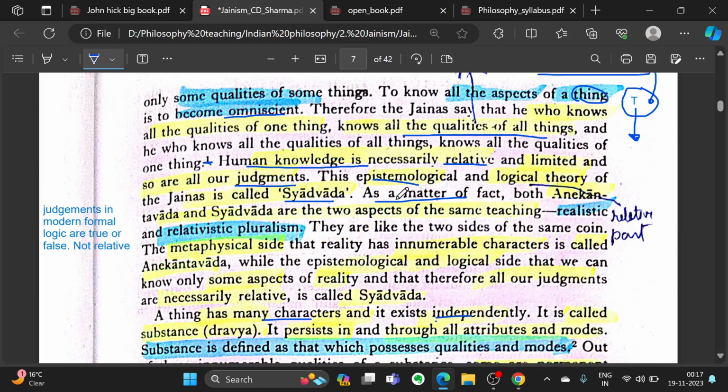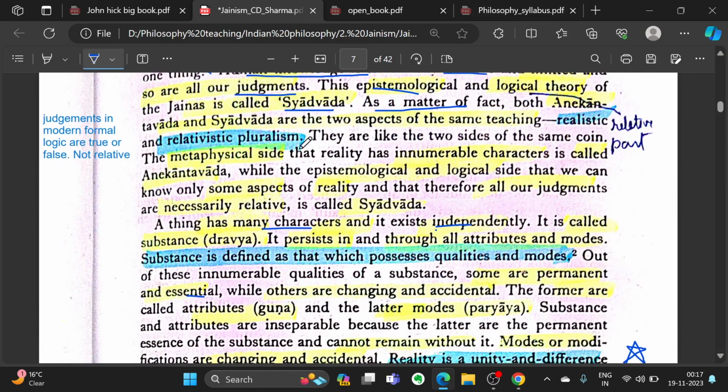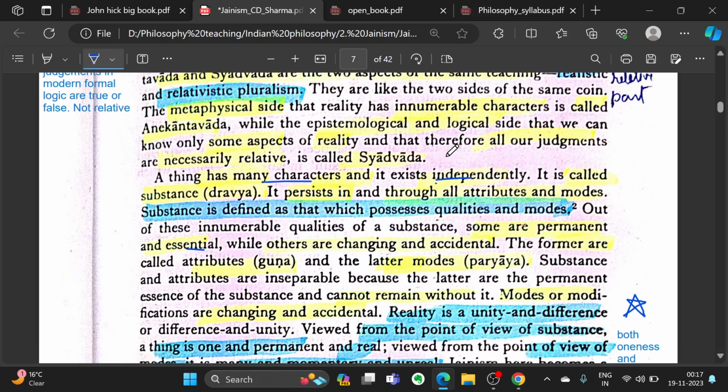That Anekantvada and Syadvada are two aspects of the same teaching, realistic and relativistic pluralism. They are like two sides of the same coin. The metaphysical side, that reality has innumerable characters, is called Anekantvada, while the epistemological and logical side, that we know only some aspects of reality and that therefore all our judgments are necessarily relative, is called Syadvada. Okay, so this is done.